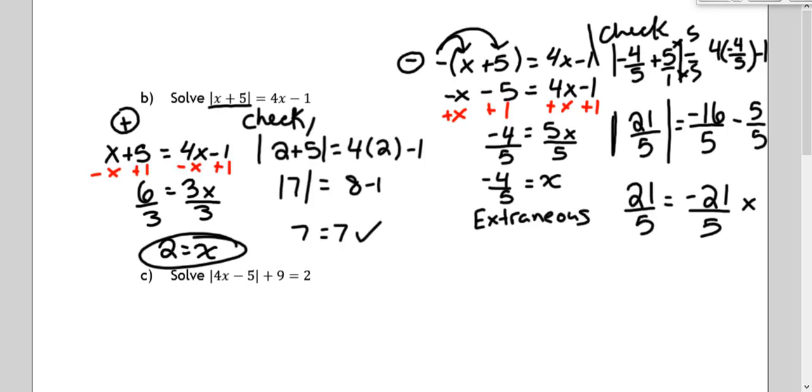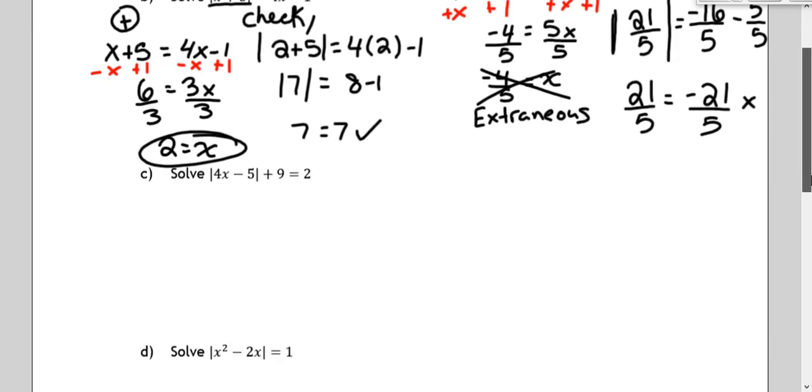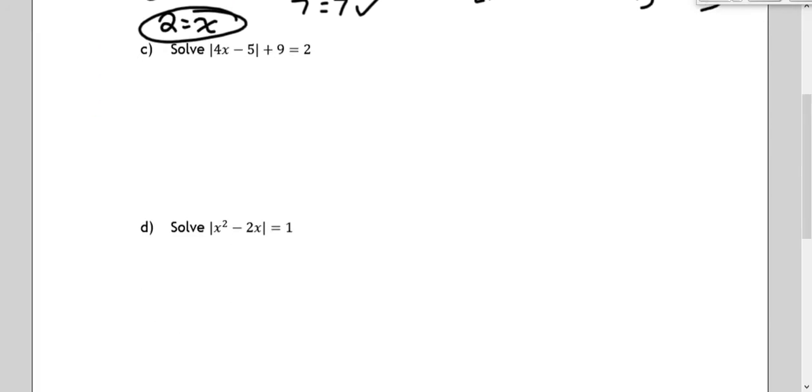And it's very common. What we do is we just scratch them out. Next one. This one, finally, we have one where we need to isolate. Good thing it's an easy isolate. We just move them over.